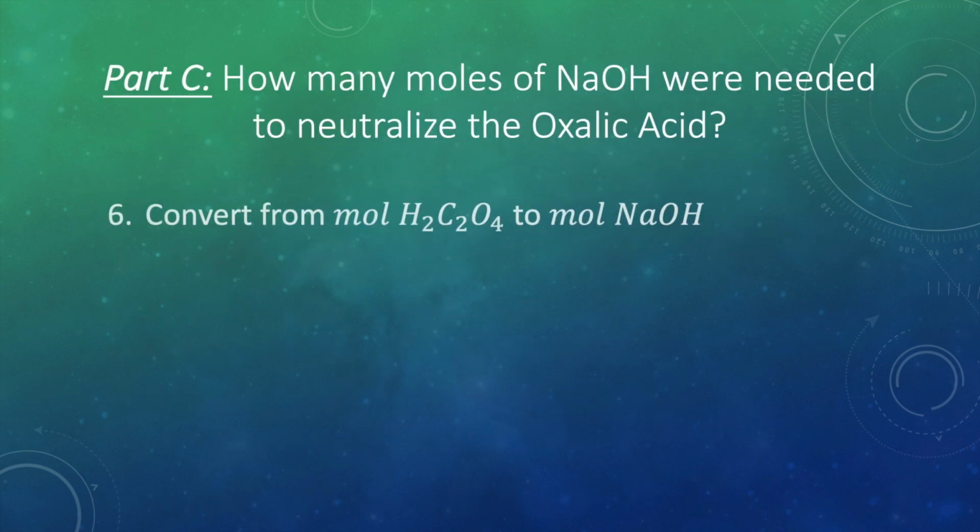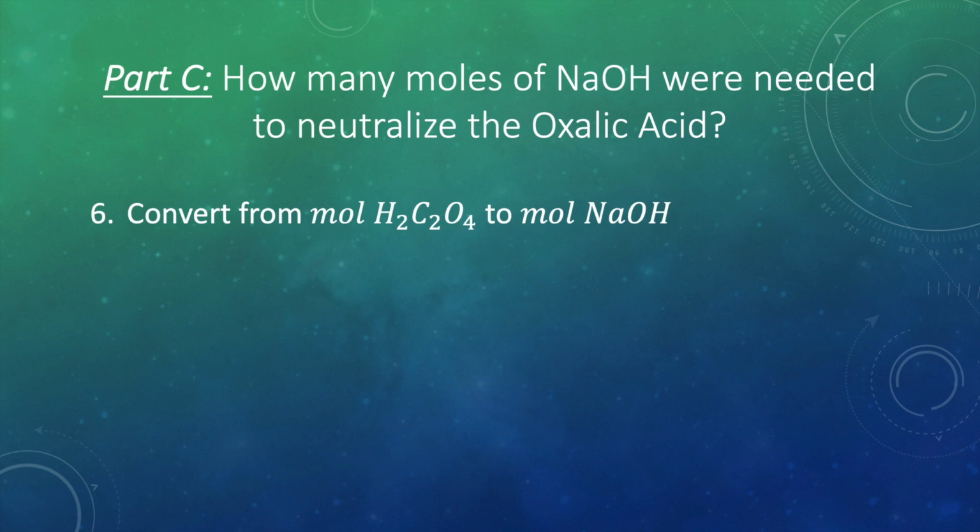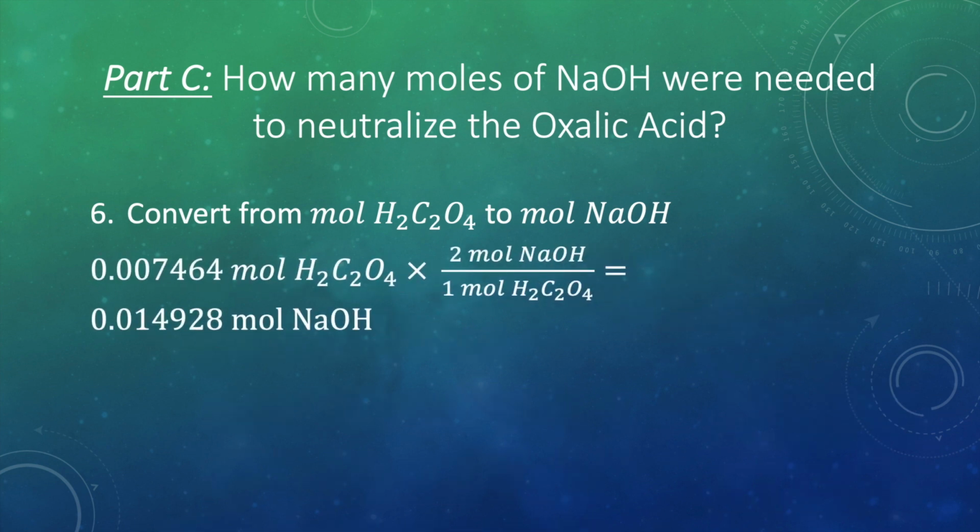For part C, we have to figure out how many moles of sodium hydroxide were needed to neutralize the oxalic acid. So we have to convert from moles of oxalic acid to moles of sodium hydroxide. We do 0.007464 moles of oxalic acid times 2 moles of sodium hydroxide over 1 mole of oxalic acid, and we get 0.014928 moles of sodium hydroxide. I got these from the coefficients of the formulas, if you're wondering. And then if we round that, it would be 0.0149 moles of sodium hydroxide.